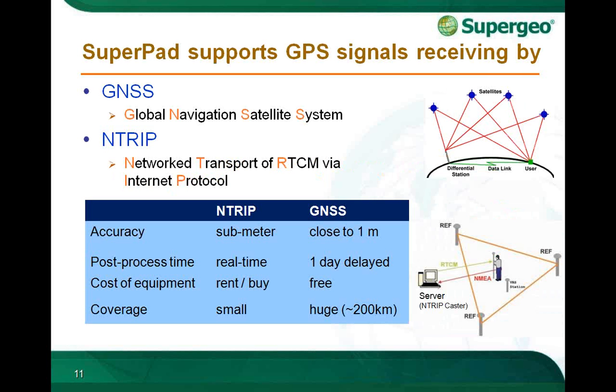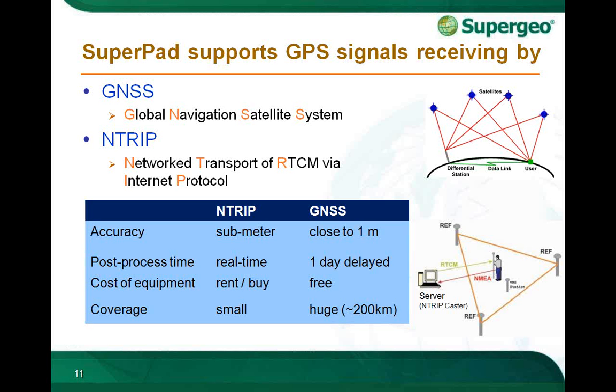Currently, SuperPad supports the GNSS driver to collect field data. The correction data are recorded in DGPS format. You can do the processing to enhance the data accuracy. Moreover, the latest release version will support the NTRIP solution. NTRIP refers to the Networked Transport of RTCM via Internet Protocol. It's a practical solution for GPS positioning.